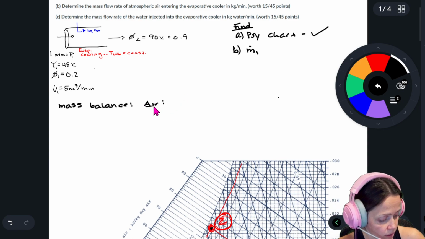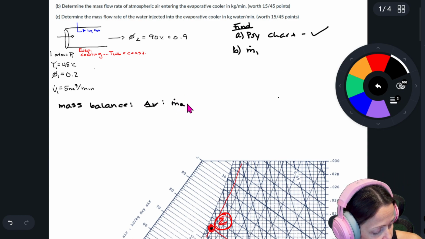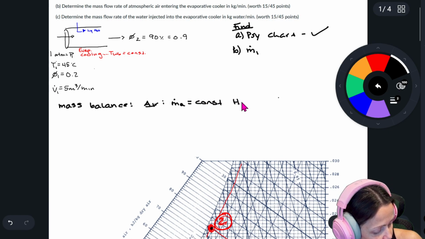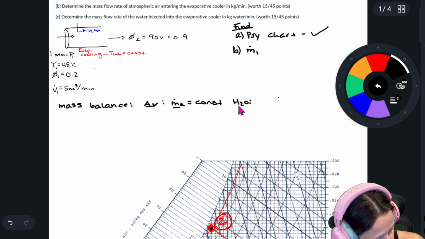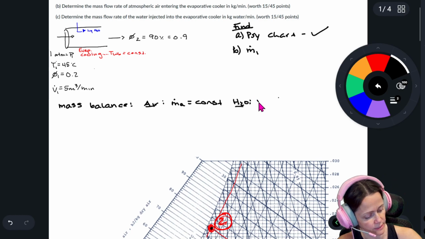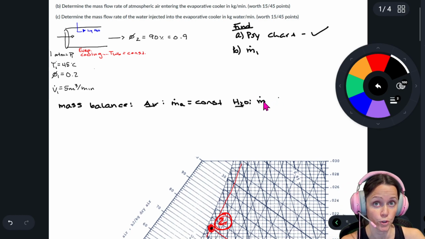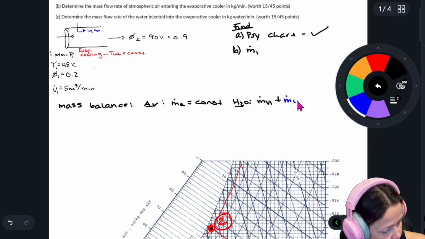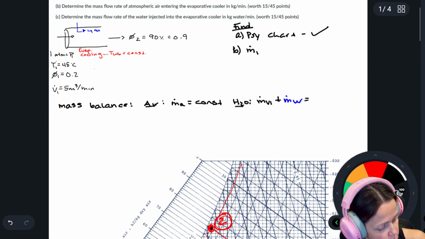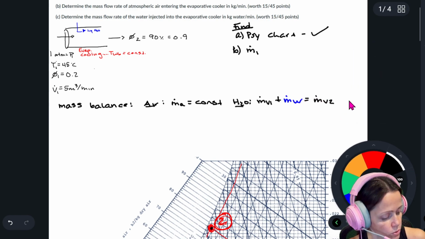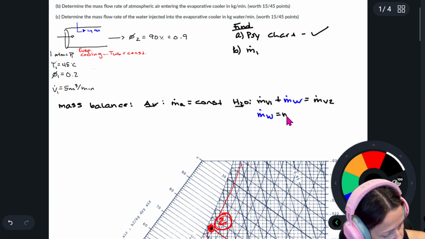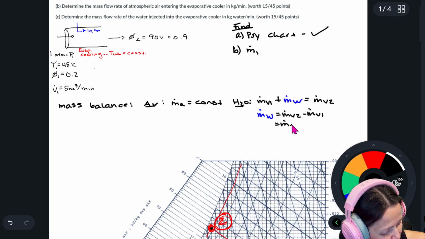So with the air, the only thing that it's going to tell me is M dot A is constant, right? I've got one inlet, one outlet for that dry air. And then for my water vapor, it's going to tell me, all right, I've got two inlets for the water vapor, so M dot V1 plus my M dot of that injected water equals M dot 2. And then I could rearrange that, right? This M dot W is going to be equal to M dot V2 minus M dot V1. Maybe I put that in terms of M dot A.